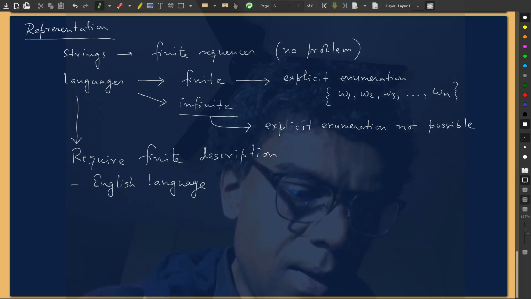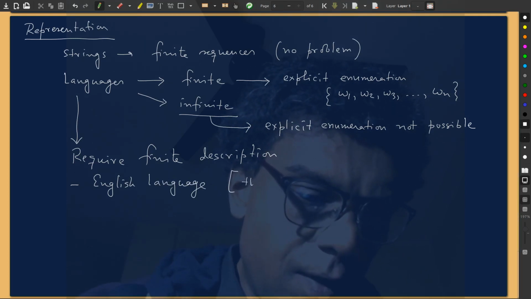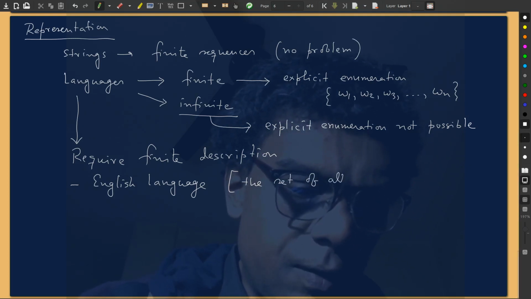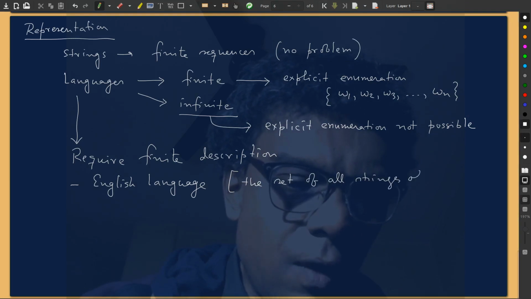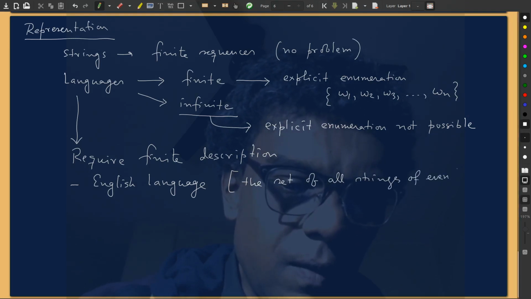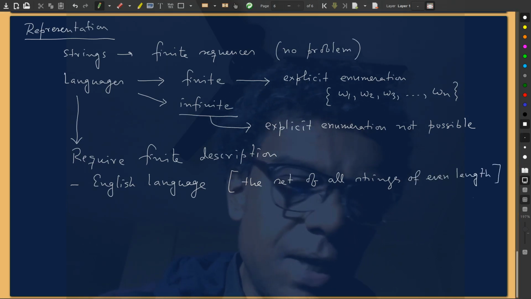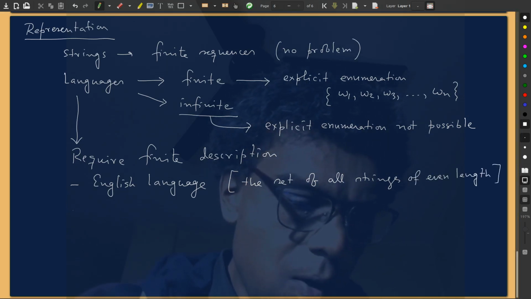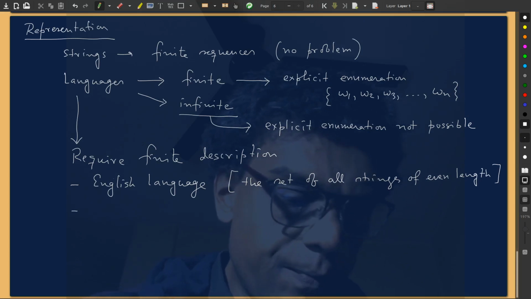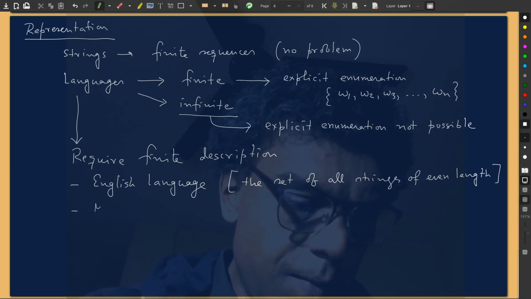Like the set of all strings over some alphabet of, let's say, even length. So this is an English language description. We may also have a mathematical description.